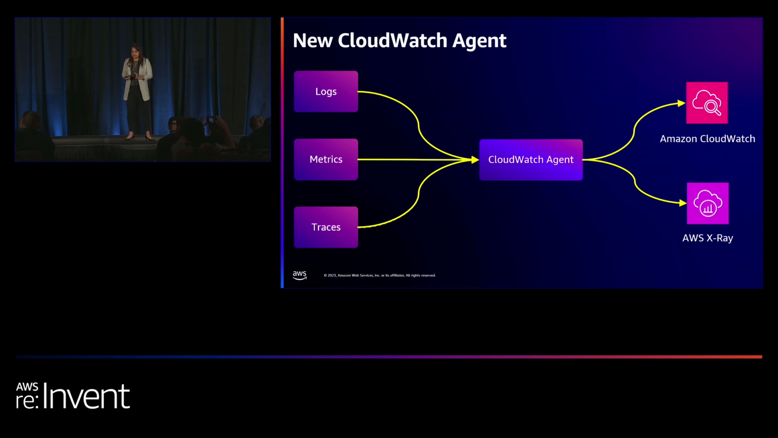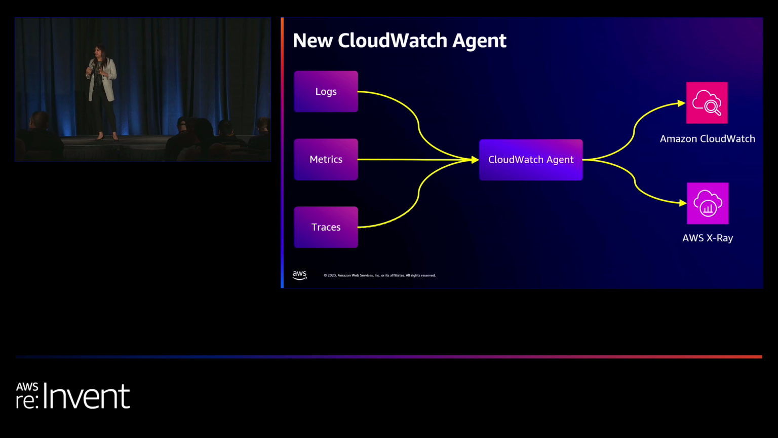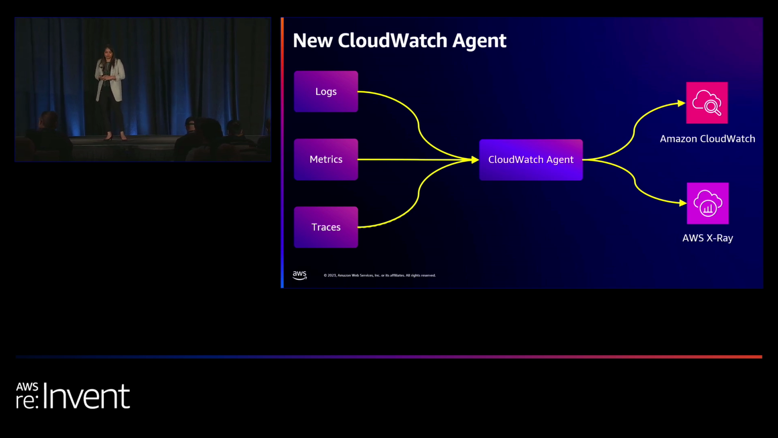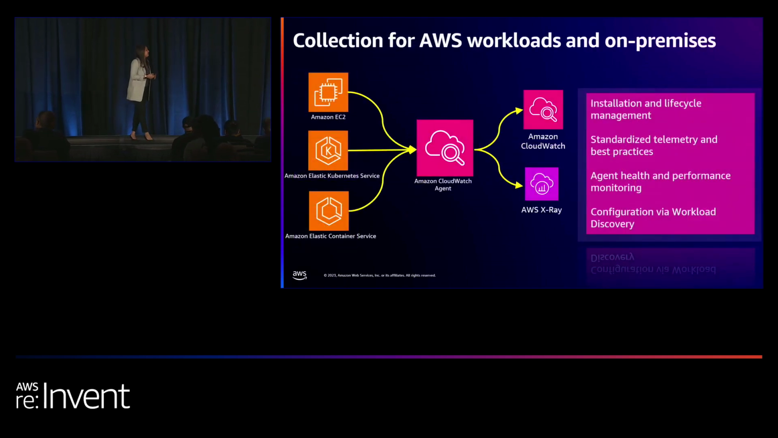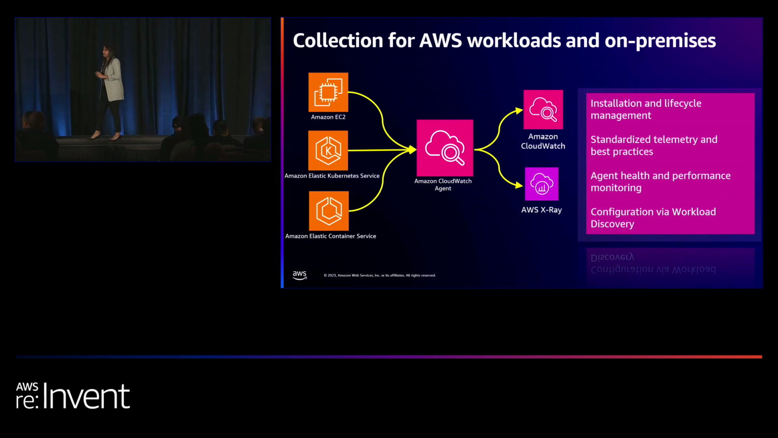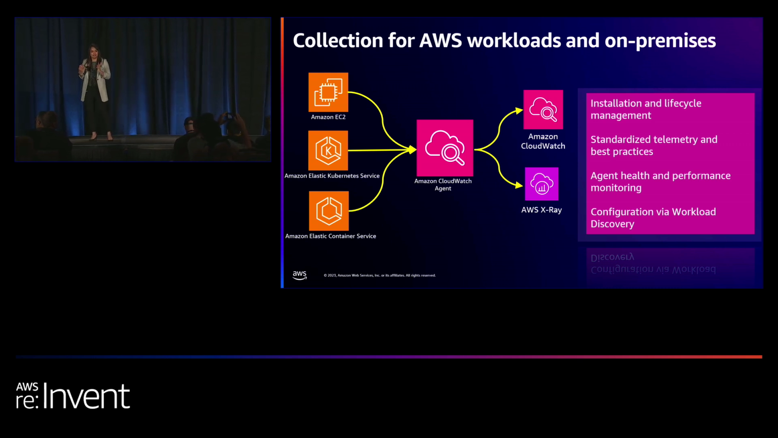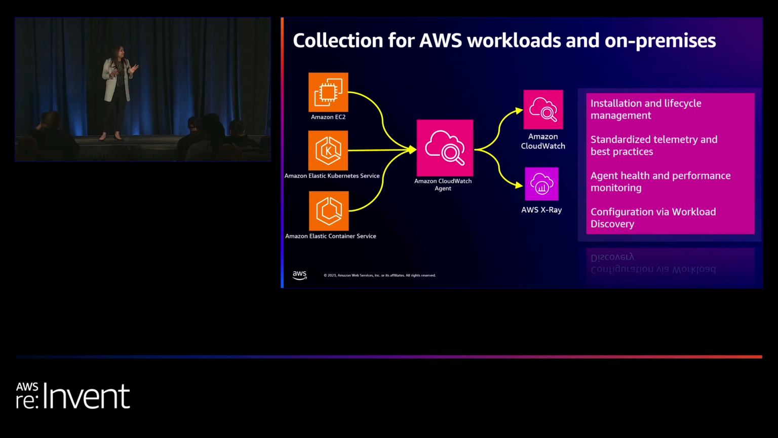And this is really helping us make telemetry collection easier, with a simpler architecture where one agent collects all telemetry. And of course, you can do this on AWS and on-premises with Systems Manager, as well as continually simplify the experience such that it's as easy as one step for you. So we'll continue to do that.